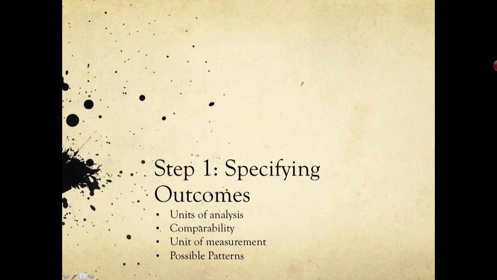And there are four factors that you would want to take into consideration in specifying the outcome. The first one is to specify what exactly is your unit of analysis. Secondly, how comparable are the cases that you have selected? Thirdly, what is your unit of measurement? And finally, what are some of the possible patterns that could be observed across those cases? So I will elaborate on those four factors in the rest of this lecture.